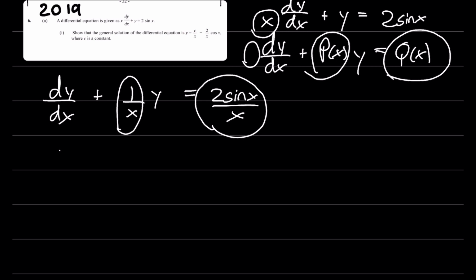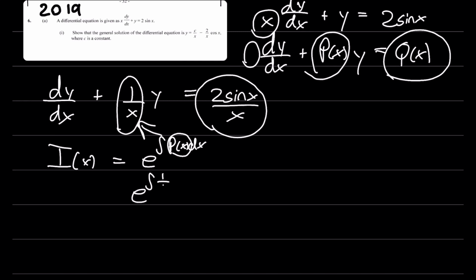So now what we have to do is find our integrating factor, which is I of x. Remember, that's going to be equal to e to the integral of p of x dx. P of x in this case is 1 over x, so it's going to be e to the integral of 1 over x dx. Now the integral of 1 over x is just ln x, so it's e to the ln x. And again, we don't put the plus c when we're dealing with the integrating factor. Now again, with the inverse function, we're just going to be left with x.